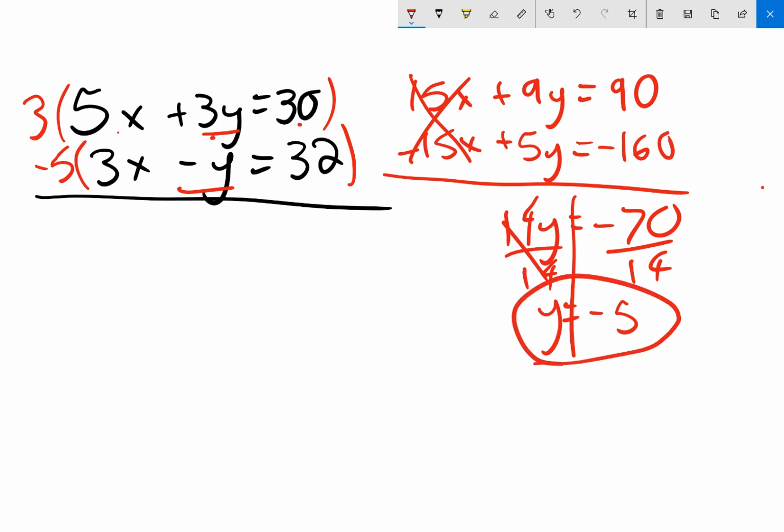That's only half my answer, though, because remember, for systems, the solution is an ordered pair. It's a point. So I know the y value is negative 5. But the rest is pretty easy. I can just take this information now that I know what y is and plug it back in for y. It doesn't matter which equation I plug it into. I'm just going to plug it into the bottom equation because, why not?